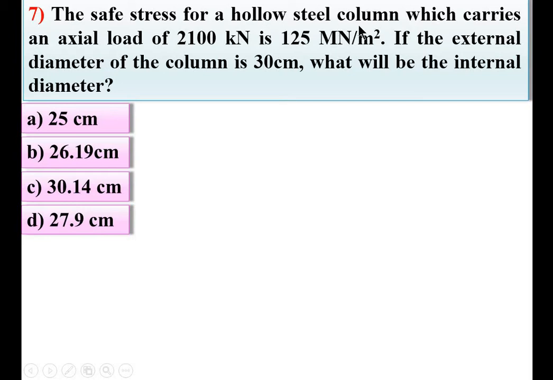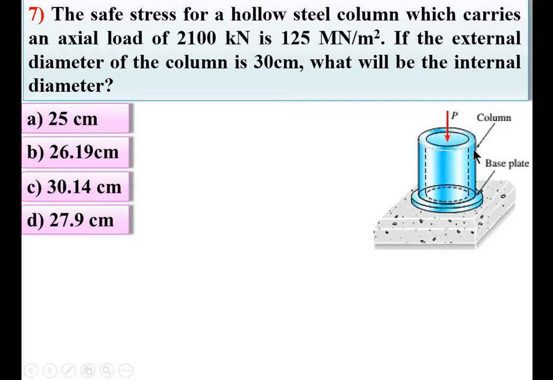So here a hollow steel column is given to you. Consider this is the hollow steel column, and it is subjected to a compressive load, which is given to you as 2100 kN. So I can say compressive stress is equal to load upon area. So put the value of 125 meganewton per meter square, and keep in mind that it is meganewton per meter square. So if I multiply it by 10^3, then it will be kilonewton per meter square, because the load is given to you in kilonewton. So it must be in kilonewton per meter square.